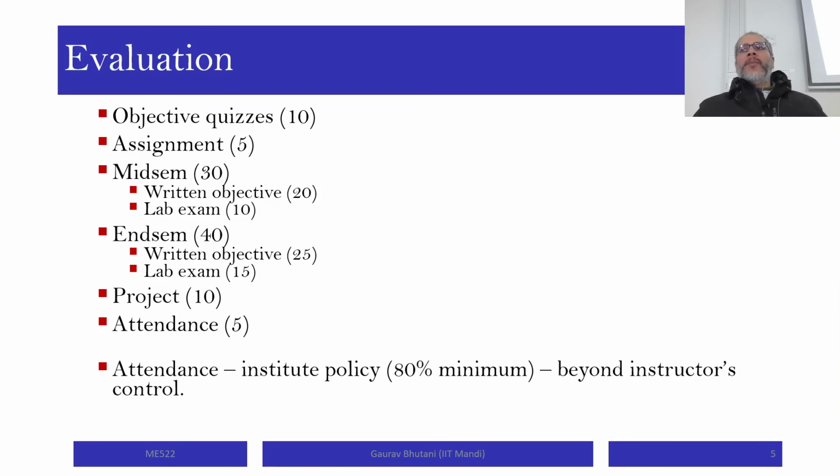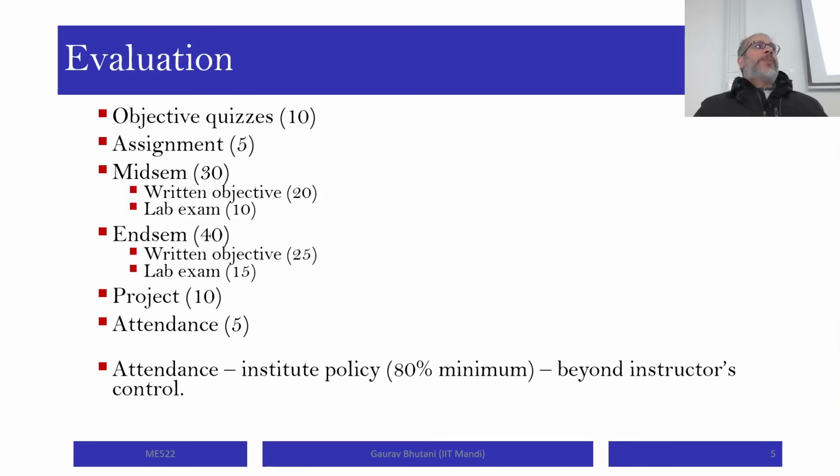Then we'll have a 30% midsem, 30 marks out of 100, which will be a mix of objective and subjective. Subjective is basically your lab exam. Objective is on Moodle in the classroom here. Similarly, endsem will be 25 marks out of 40 objective written, and then a lab exam which requires you to write a code, or in some cases I'll give you a code with some spaces, which will be part A, fill it with a function here, so you may have to write that. Okay.